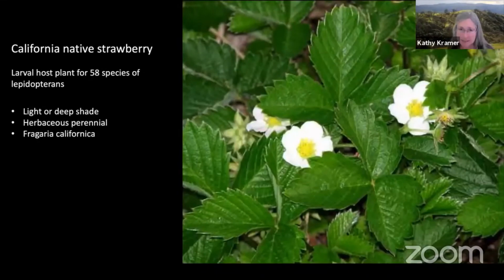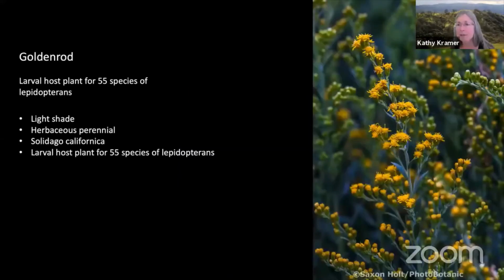California strawberry is a ground cover. 58 species of butterflies and moths can lay eggs on it, and it can take light or deep shade. Goldenrod, this beautiful photo is by Saxon Holt. Goldenrod is a wildflower, a herbaceous perennial. 55 species of butterflies and moths can lay eggs on it. Now in my backyard, I have this in the sun, but it's listed as a light shade plant in a few places. So I'm assuming it can also grow there.